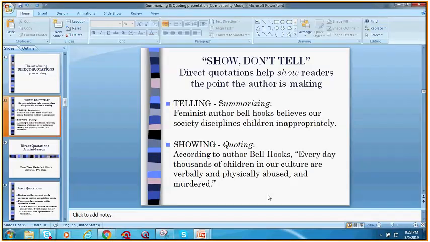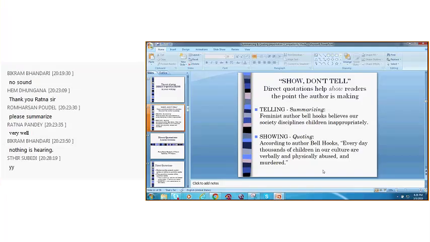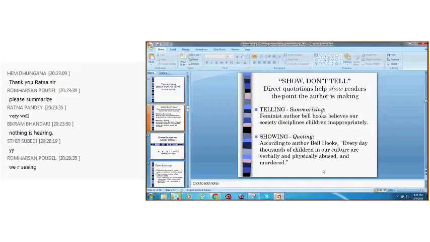Yes, sir. So can you identify the difference between summarizing and quoting? Don't tell, show. Direct quotation helps readers see the point the author is making. Telling means summarizing: famous author Bell Hooks believes our society disciplines children inappropriately. Showing means quoting: according to author Bell Hooks, every day thousands of children in our culture are verbally and physically abused and murdered.